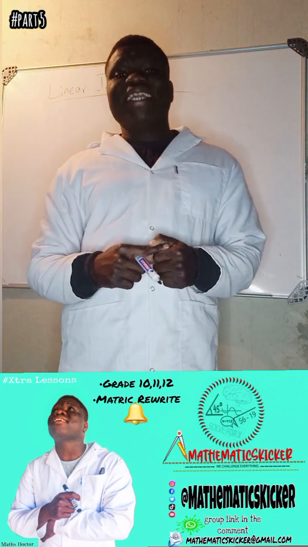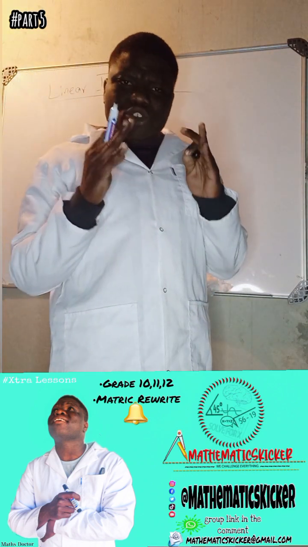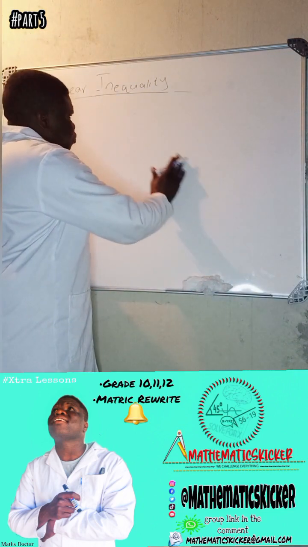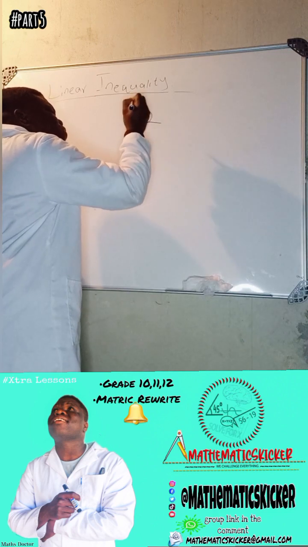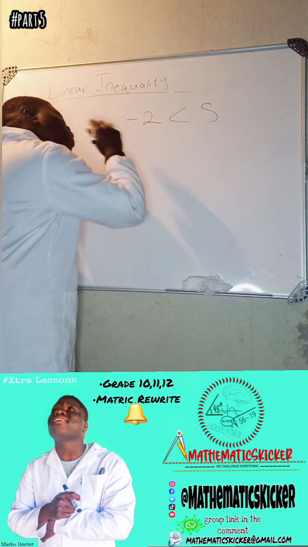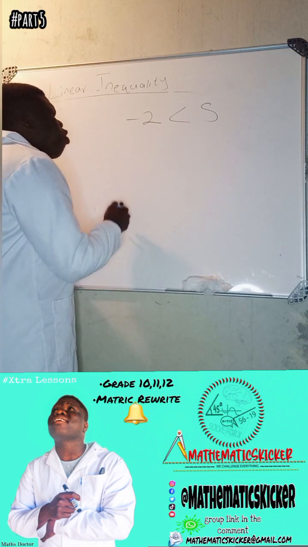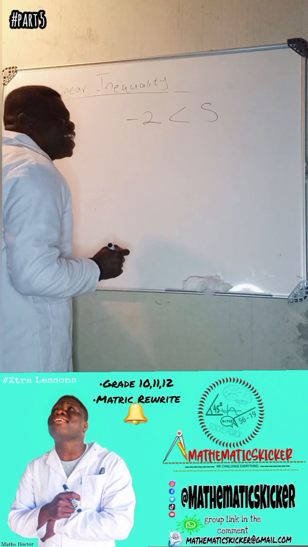We are still on the linear inequalities, right? There are things that we need to know when dealing with linear inequalities. Let's say we normally know that negative 2 is less than 5. We know that, right? Then what if we divide both sides by a negative?